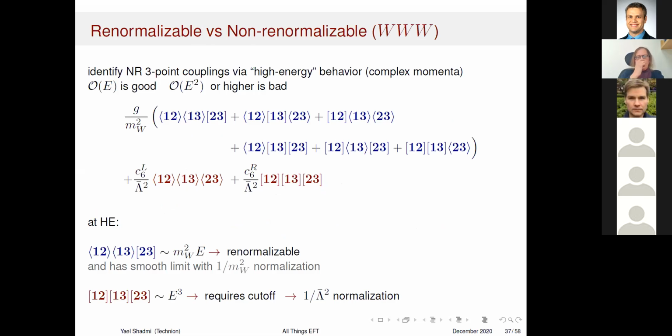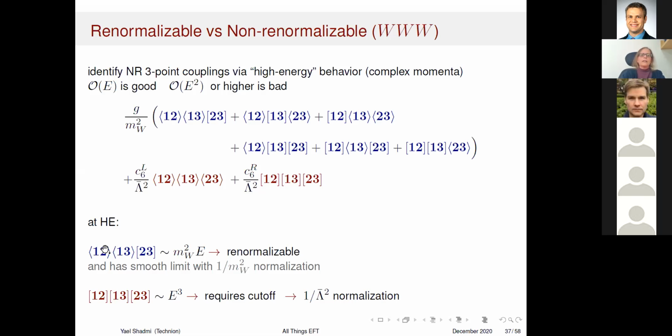Okay, now let's talk a little bit about renormalizable versus non-renormalizable terms here. There are a bunch of terms appearing in this amplitude, and I chose to normalize them differently. There's 1 over m squared here, and 1 over lambda bar squared here and here. And the reason for this identification is basically considering the high energy behavior of this amplitude. Of course, when you're talking about the high energy behavior, you're looking at the massless limit of this amplitude, and there your 3-point amplitude is on shell only for complex momenta, but we can simply think about complex momenta.